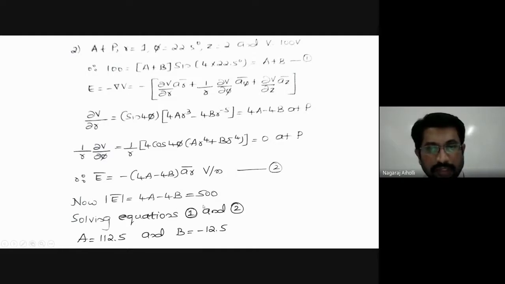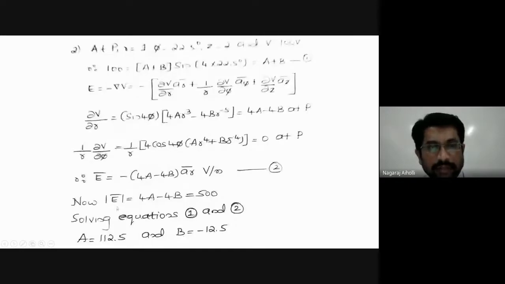They have mentioned the value of E. It is 500 volt per meter. Substitute that: 500 is equal to 4A − 4B. What is the previous equation we have got? 100 is equal to A plus B. If we solve these two equations simultaneously, 100 = A + B and 500 = 4A − 4B, then we'll get A is equal to 112.5 and B is equal to −12.5.